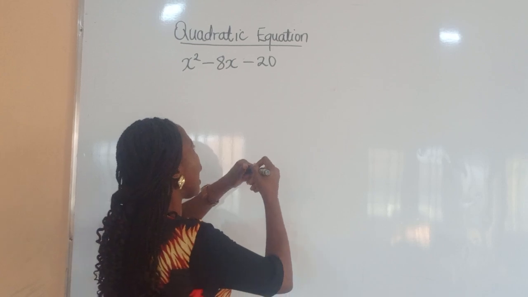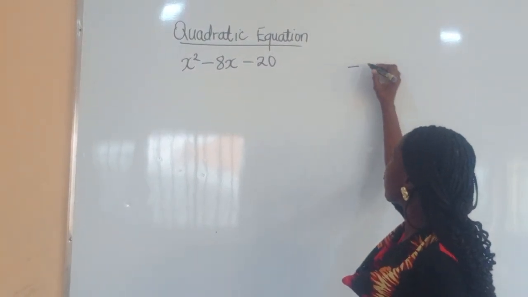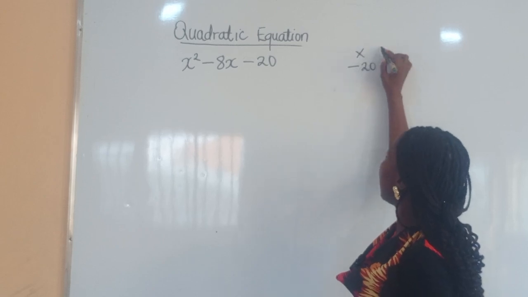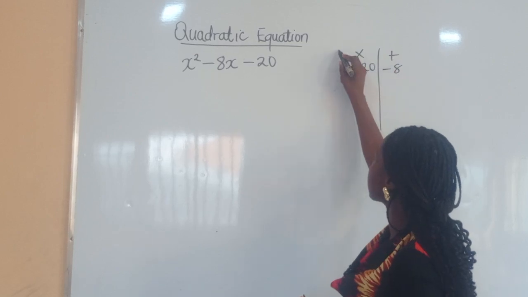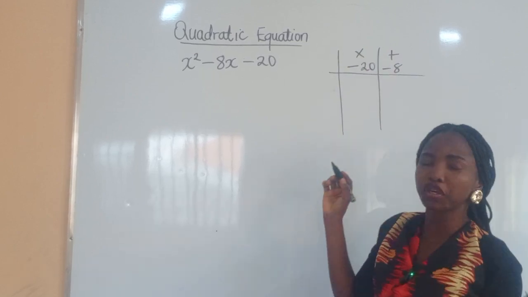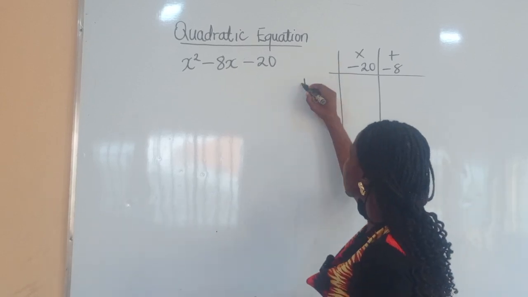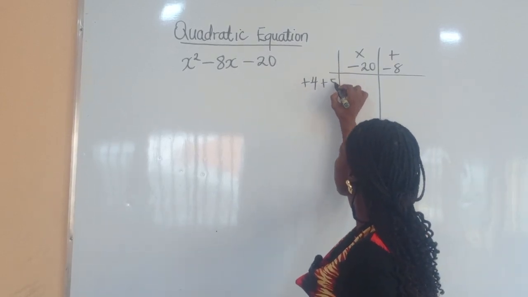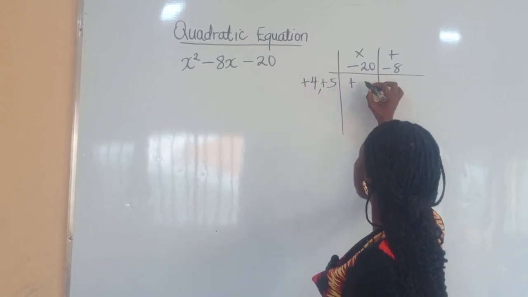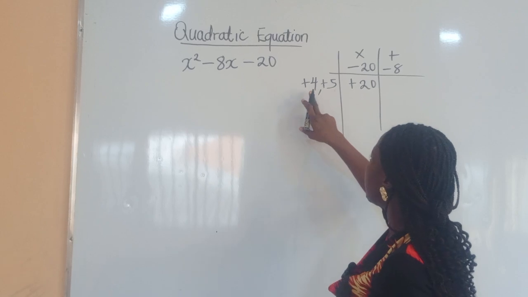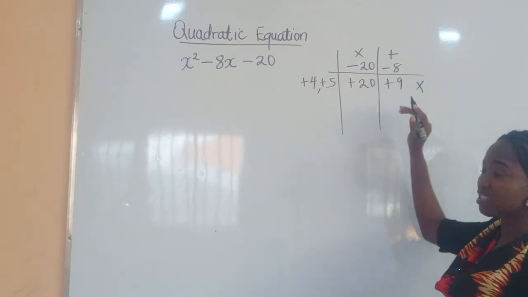What do I mean? I'm going to look for two numbers. Once I multiply them, I'll be getting minus 20, and once I add them, I'm going to be getting minus 8. So let's look for the numbers. Let's start: 4 times 5 is 20, so we have plus 4 plus 5. Plus times plus is plus, 4 times 5 is 20, and plus 4 plus 5 is plus 9. So it's wrong. This is not it.